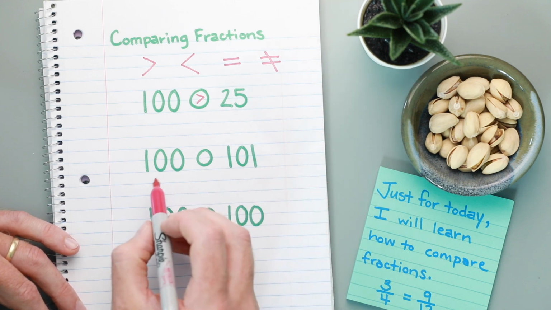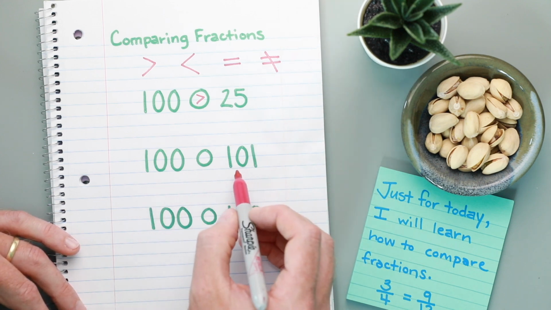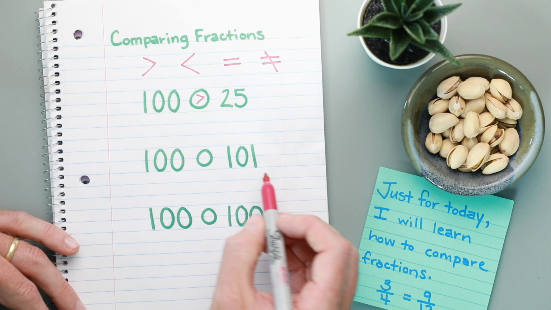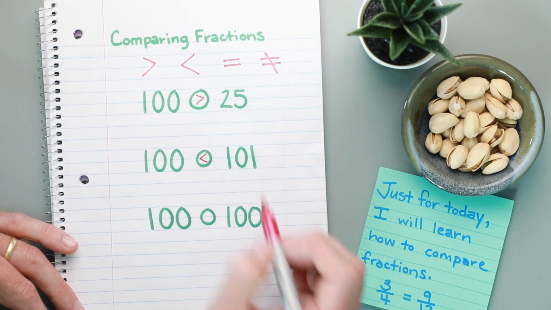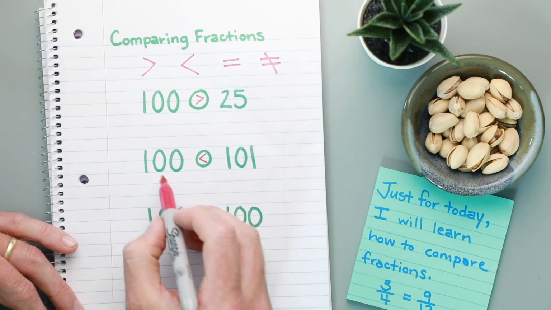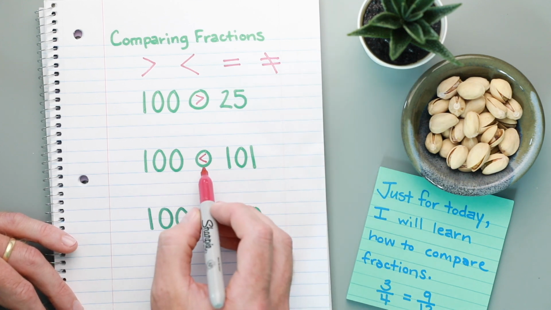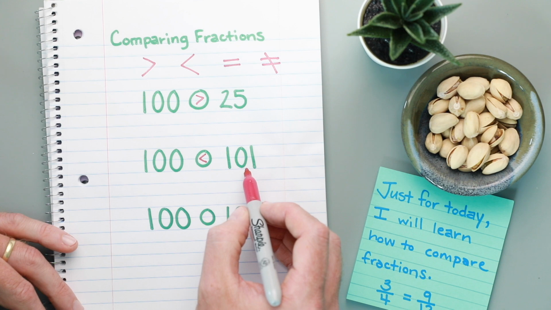For the next example, we have 100 and 101. Well, naturally 101 is larger, so we're going to have the alligator eat that number. The way we read this is 100 is less than 101.